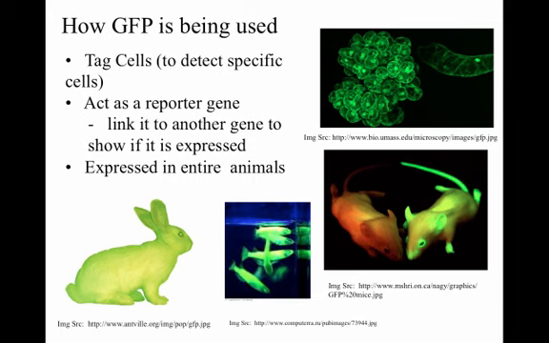What they've done too now is they've actually been able to take it beyond just GFP. They've been able to mutate the gene for GFP to create other colors. So now there is YFP and RFP and BFP, so yellow fluorescent protein, blue fluorescent protein, red fluorescent protein, and they are all mutations of the GFP gene.